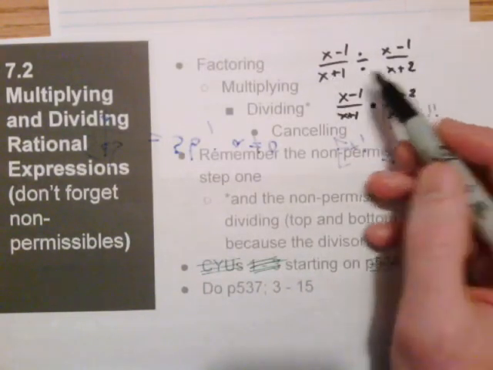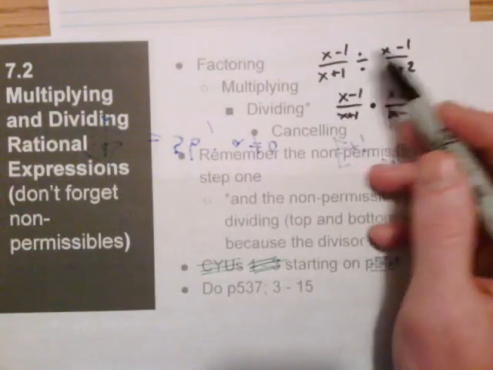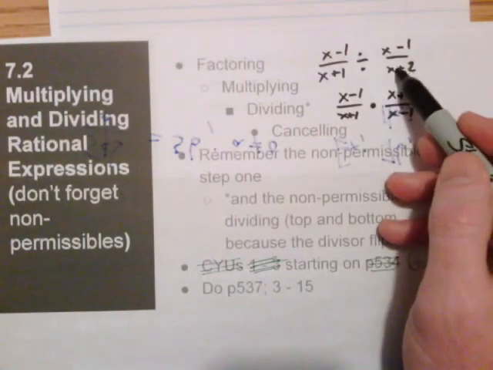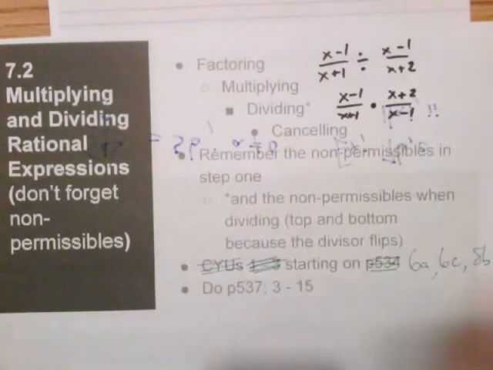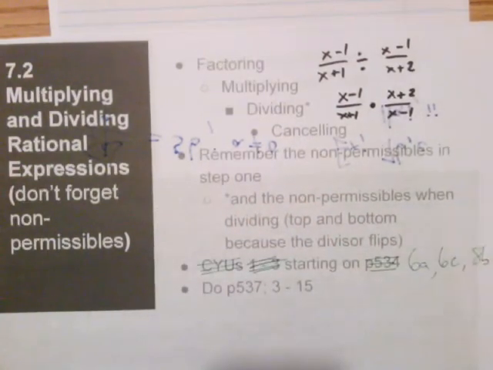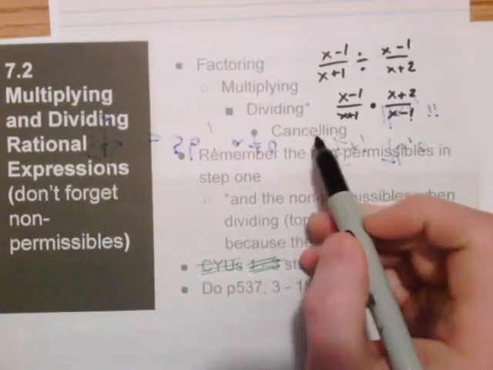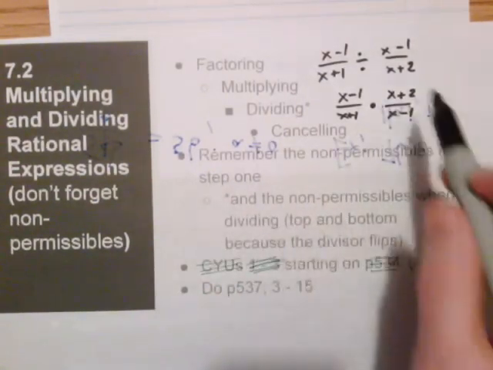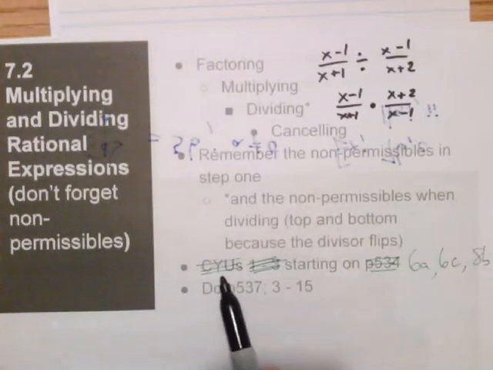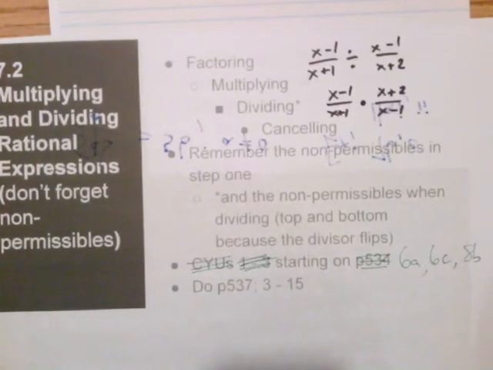Positive 1 or negative 2 and negative 1 because of over here. But this one flips. So if it's part of the denominator ever, that's a non-permissible. So canceling, remember the non-permissibles in step 1 and the non-permissibles when dividing. I said all that.